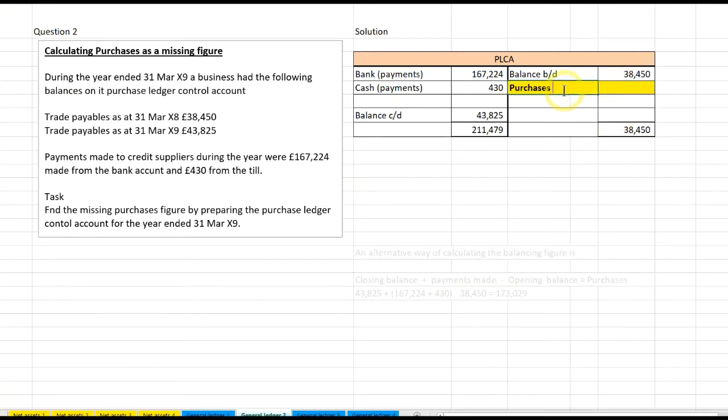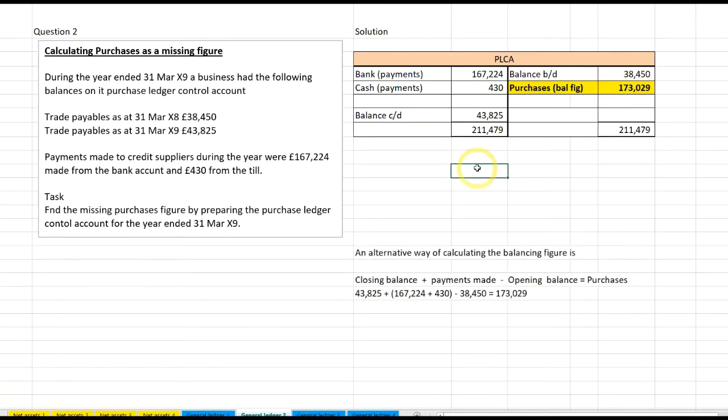That's going to be our balancing figure. Same thing again, I do a preliminary total where I take the lower amount away from the higher amount. So let's do that. And there we go. There's my balancing figure to make both columns total to the same amount. So there's my answer.